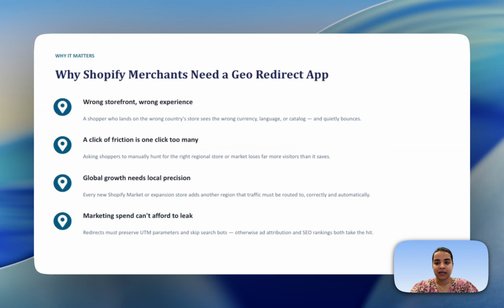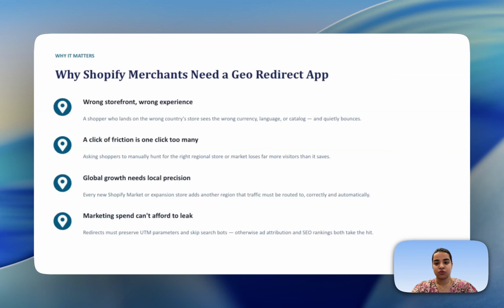A Geo Redirect app is a tool that detects a shopper's location, usually through their IP address, sometimes combined with their browser language, and automatically sends them to the right version of your store, the correct Shopify Market, a regional storefront, or an expansion store. Instead of every visitor landing on your default store regardless of where they are, Geolocation Redirect routes each shopper to the version of your store that's actually built for them.